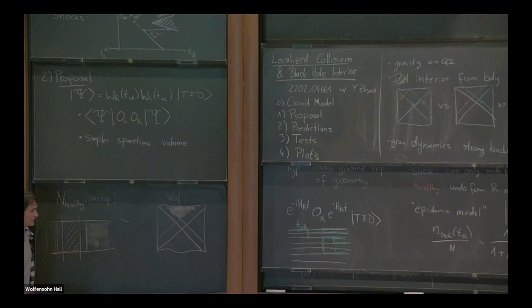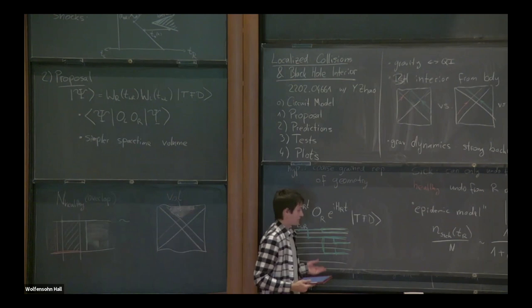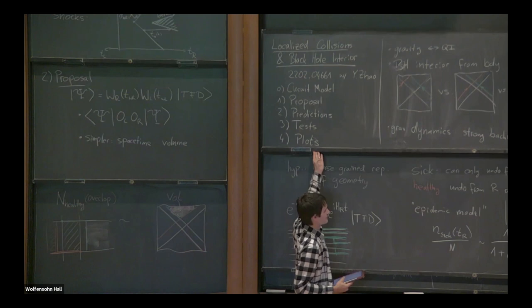And the point is going to be that this works surprisingly well. This extremely simple picture of just two epidemics growing into each other tells you some interesting things about the volume of the space-time region in this regime where gravity is very non-linear. Okay, so let me explain that.